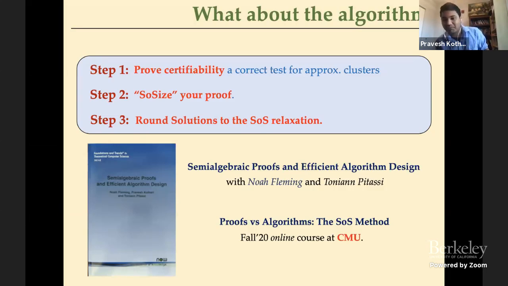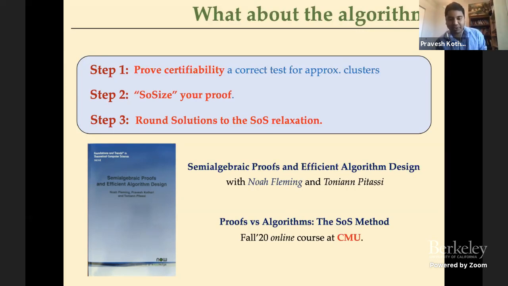I've not told you at all about what this algorithm is, but it's the sum of squares algorithm. I'm sure you know of it. In my previous talks, I used to say these are steps 1, 2, 3. But it turns out that in this particular work, all the steps were kind of non-trivial. So let me not say that steps 2 and 3 are easy. Instead, let me just point you to sources for learning more about this.